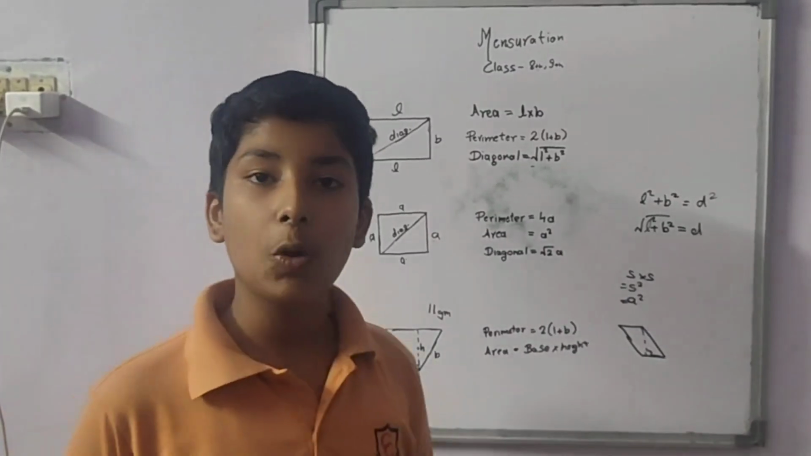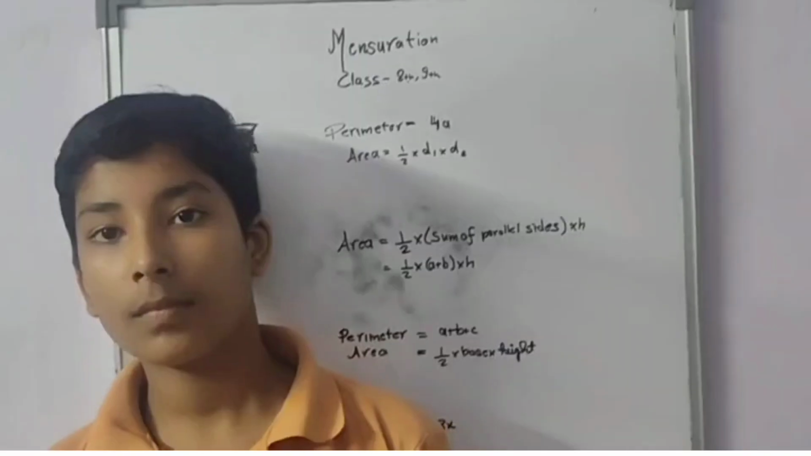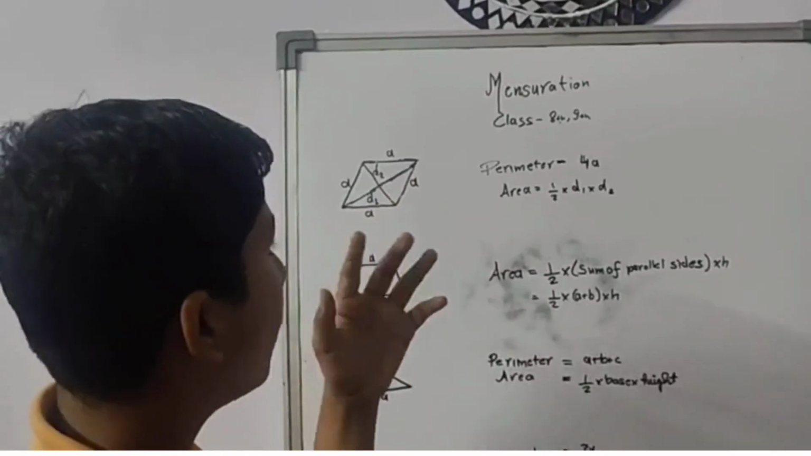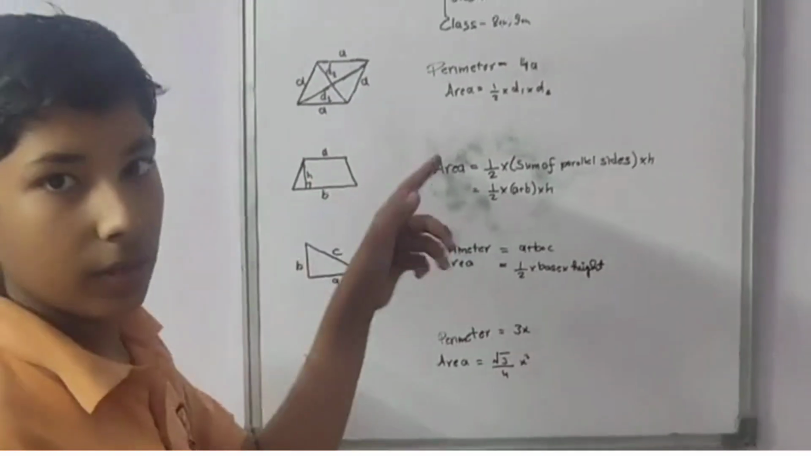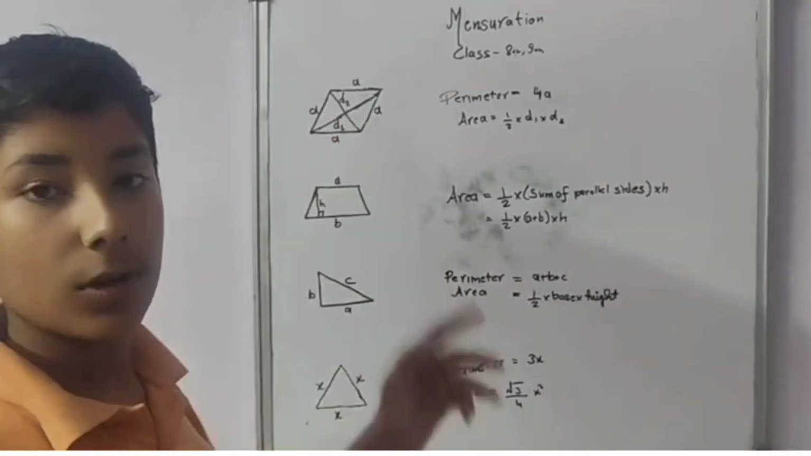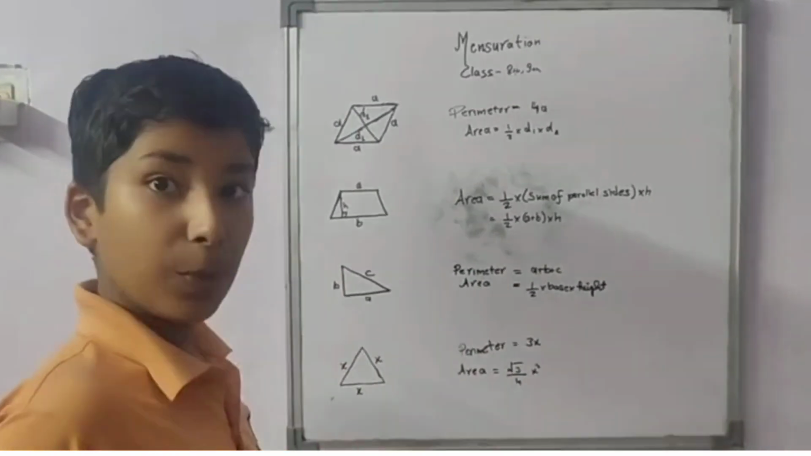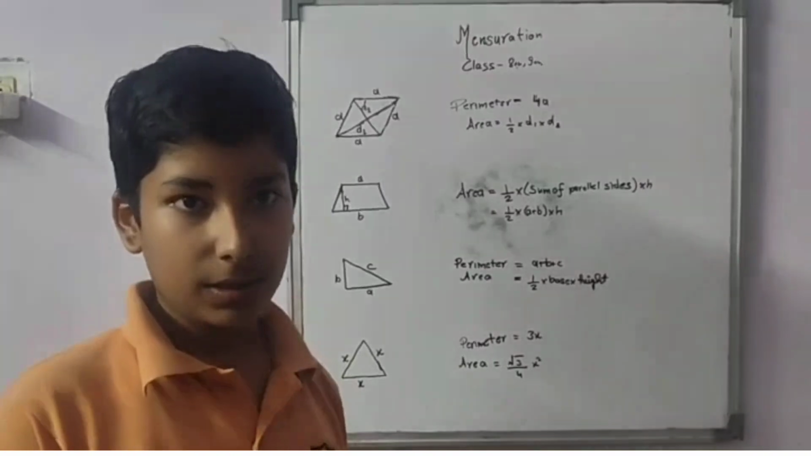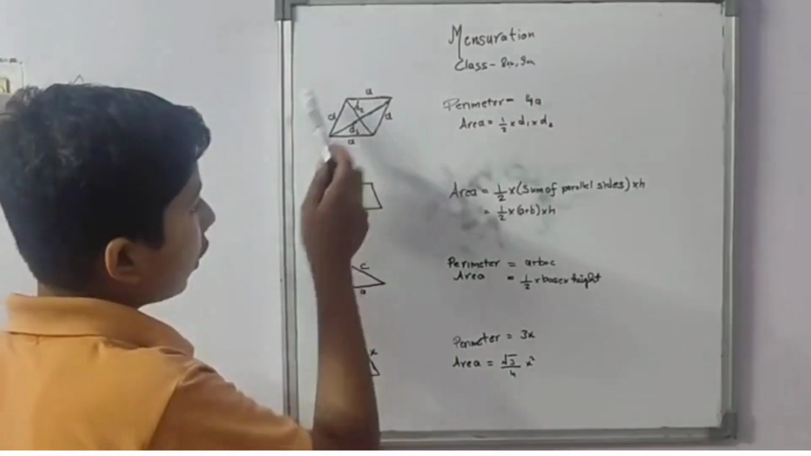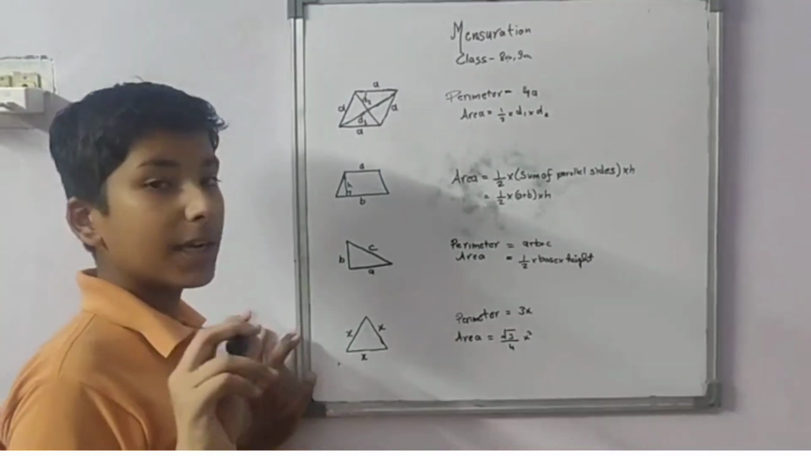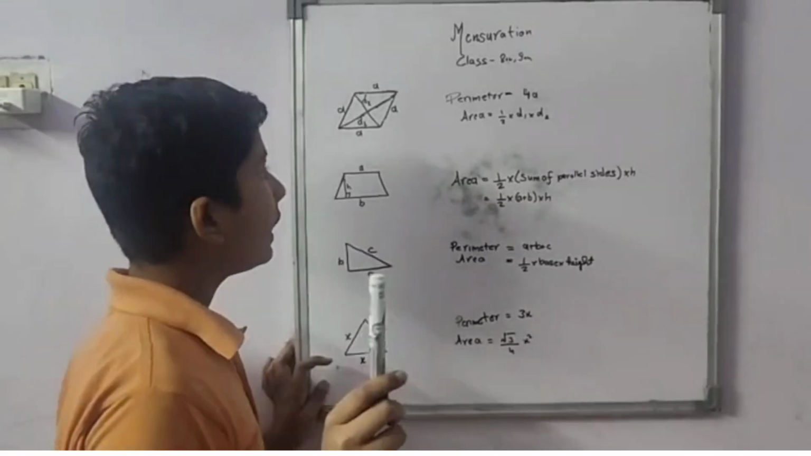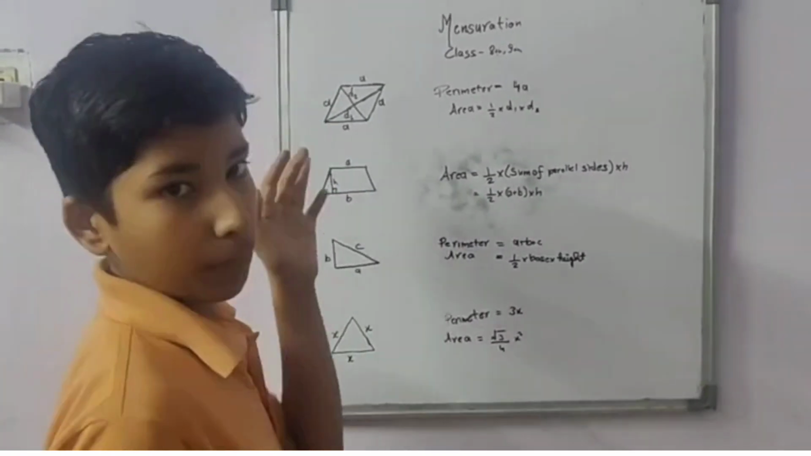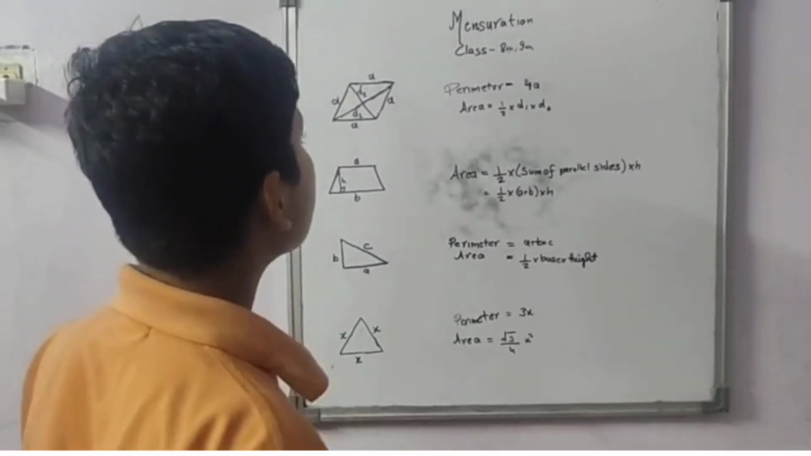Okay, now let's come to our next figures. So friends, our next figures are these. Firstly, it is a rhombus. It might be looking like a parallelogram, but it is a type of parallelogram. For example, square is also a type of parallelogram, rectangle also, but this is also a type of parallelogram. It is like square, but only difference is that the sides are not forming 90-degree angle.